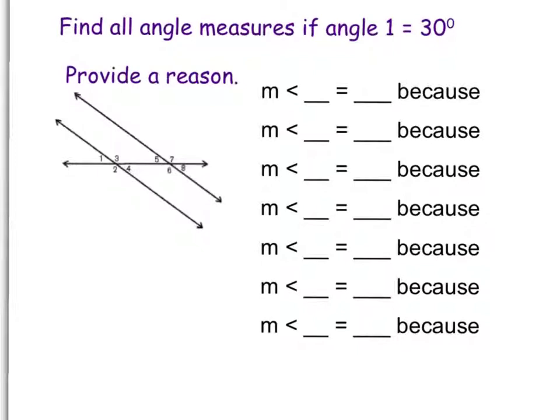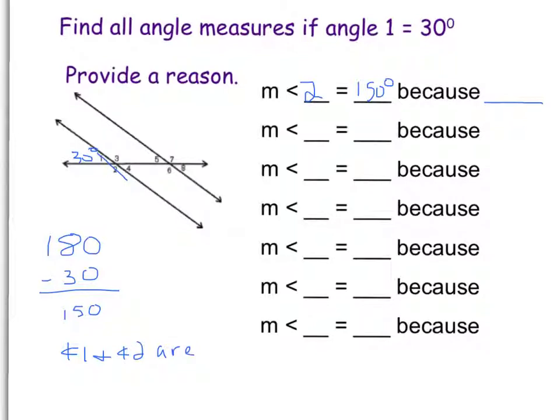Here we're going to find all of these angle measures if angle 1 is 30 degrees. So I'm going to start by putting my 30 degrees in here and then going from there. I'm going to go to angle 2 first. Angle 2 and angle 1 form a straight line, so they're supplementary. So we know that they add to 180. So if 30 degrees is already taken, that means 150 degrees is left. So the measure of angle 2 is 150 degrees because, and this is what you could put in your blank, because angle 1 and angle 2 are supplementary.